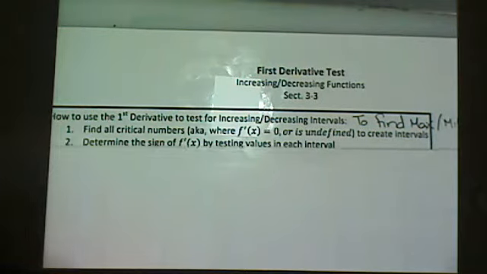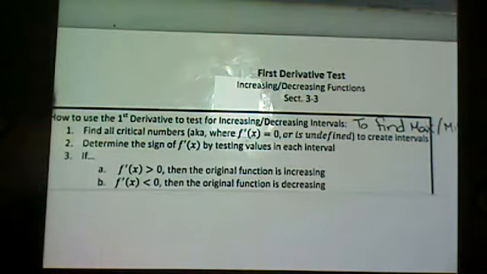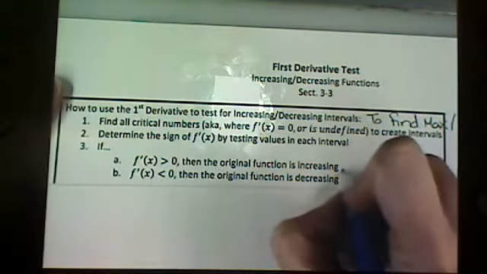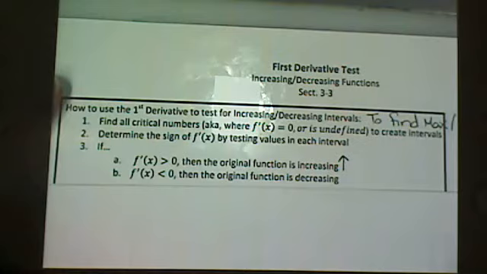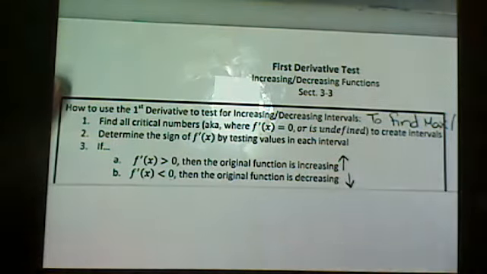We will use these numbers to create an interval number line. Then we will determine the sign of the derivative by testing values within each interval. If you recall from last year, you did this with rational inequalities. Remember this, if the derivative is greater than 0, then we are increasing, because the slope is positive. If the derivative is less than 0, then the original function was decreasing because the slope was negative.